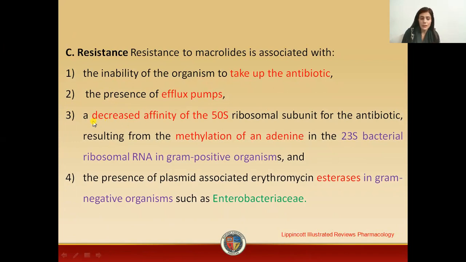The third possibility is the decreased affinity of the ribosome of the bacteria towards the drug, and in precise, this is because of the methylation of the adenine that is present in the bacterial ribosome, especially in the gram-positive organisms. And the fourth mode is because of the esterases, especially esterases in the gram-negative organisms, for example, Enterobacteriaceae.